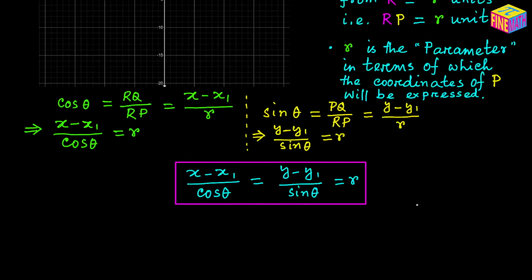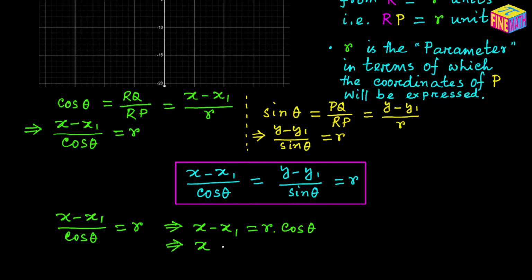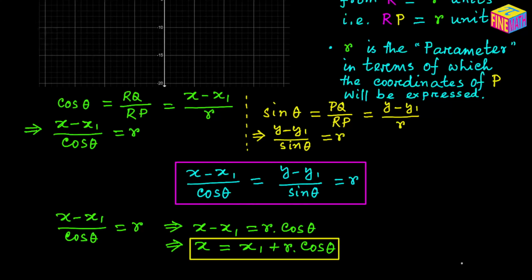Now from here, what would be the value of x? Well, x minus x sub 1 over cosine of theta is equal to the parameter r, and from here we can say, well, then definitely x minus x sub 1 is equal to r times cosine of theta. And from here we can say then x is equal to x sub 1 plus r times cosine of theta. So we have found the value of x. Now let's also try to find the value of y.